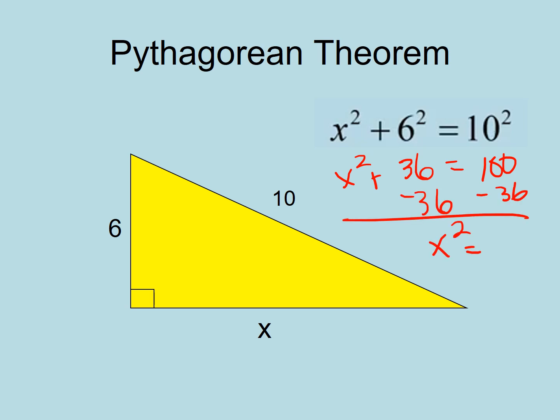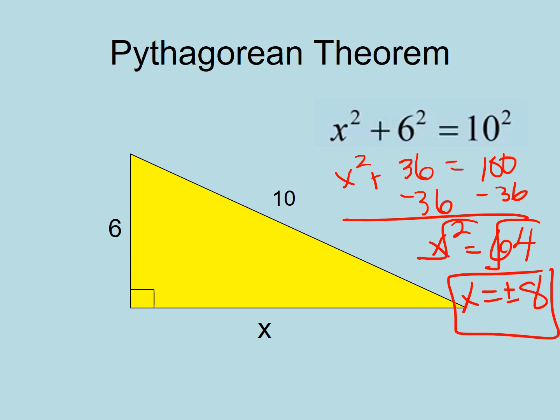You took x squared is equal to 64, and then you took the square root of both sides, and you got back x is equal to plus or minus 8. And that's what you did. And in the context of a triangle, you knew that it only had to be a positive 8 because we were talking about distance.